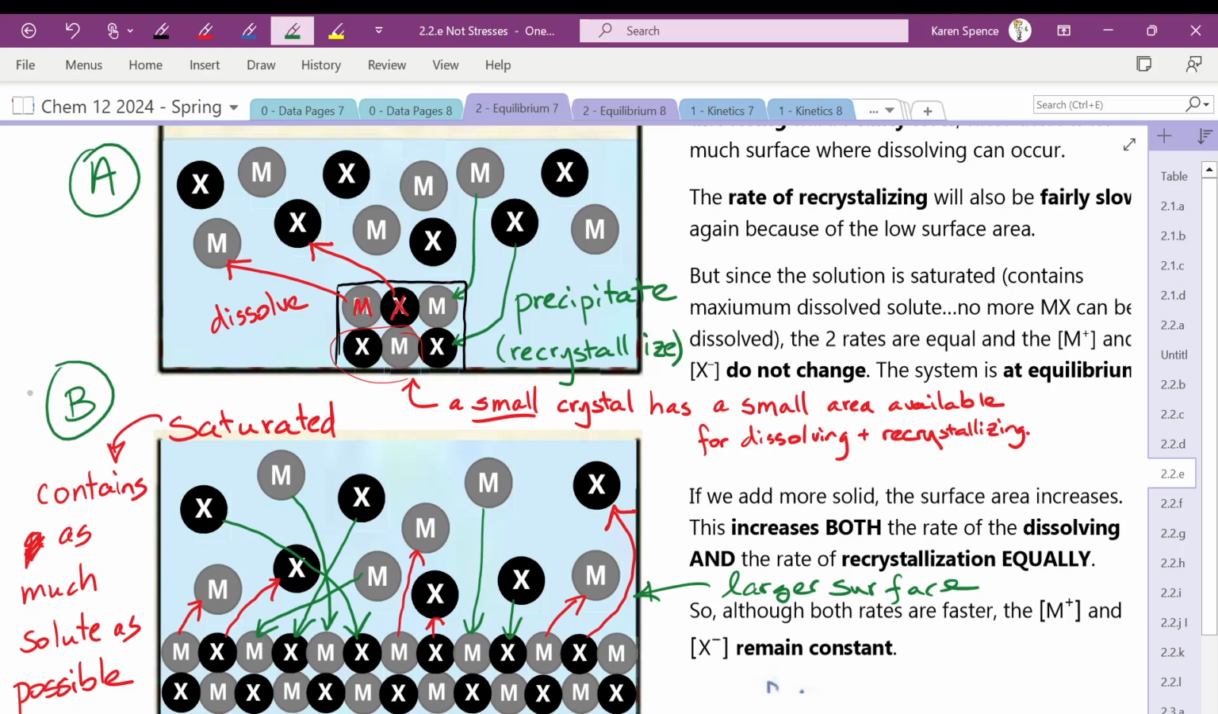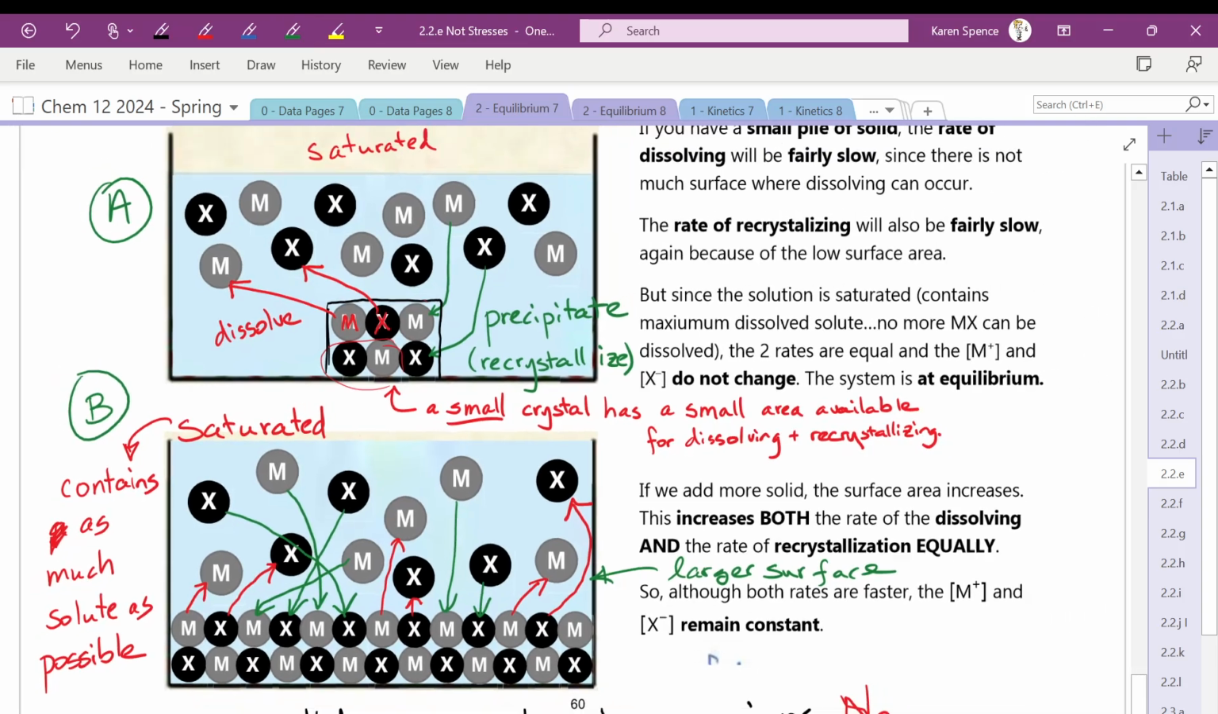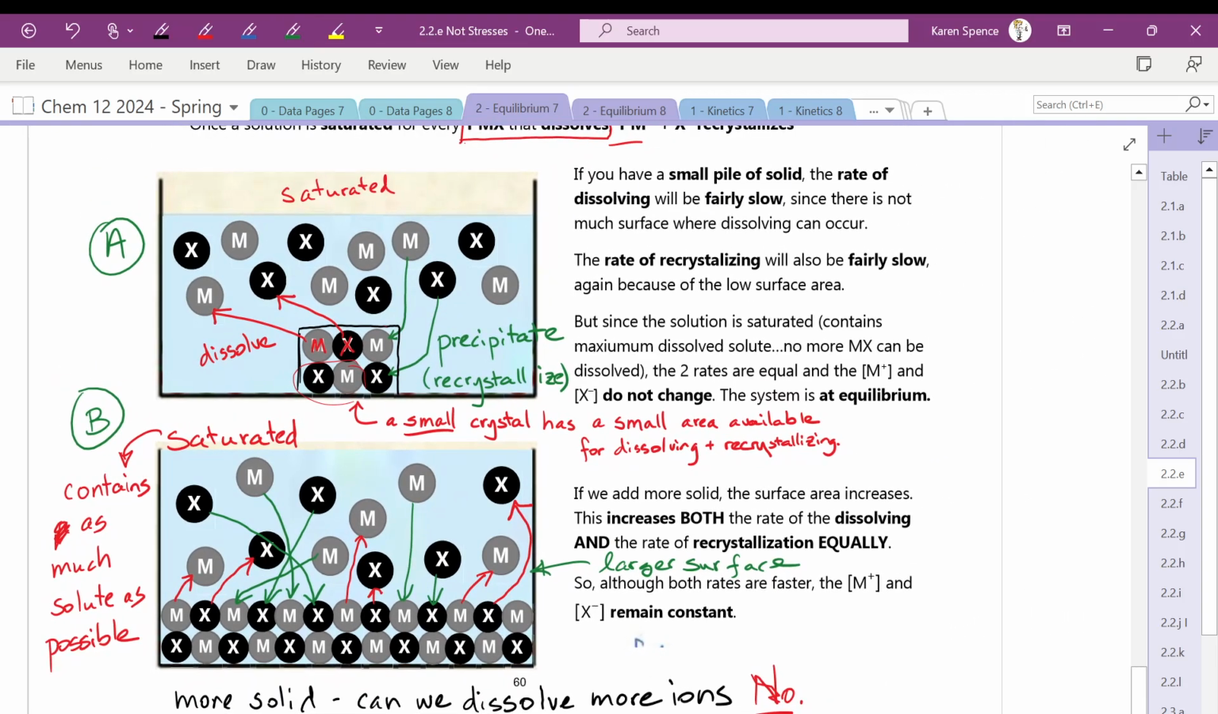Okay? Now, am I going to ask you about this in Unit 1? Not so much. I'm not going to ask you to describe this, but you should know that adding a solid does not change the position of the equilibrium. You cannot make more solid dissolve when it's already saturated by adding more solid.